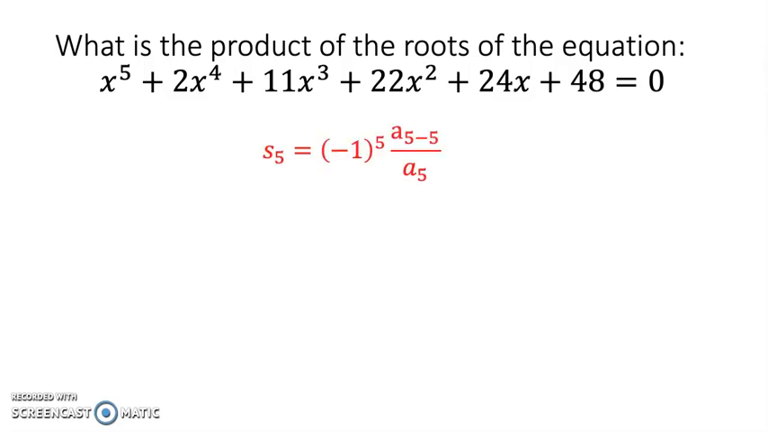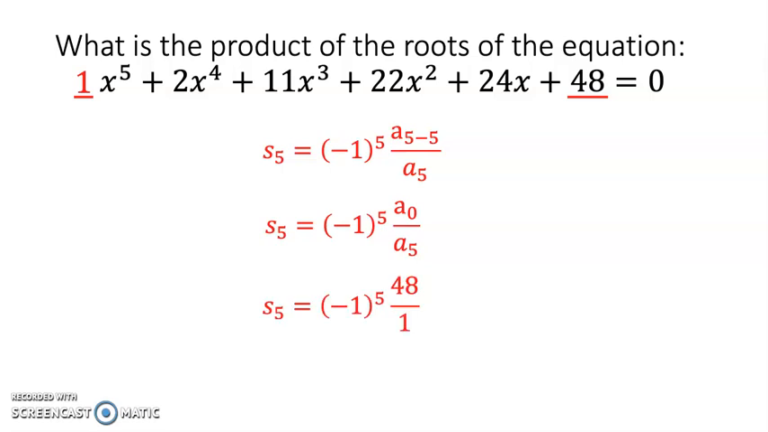So, S of 5 is simply equal to negative 1 raised to 5 times a sub 5 minus 5 all over a sub 5. A sub 5 minus 5 is simply a sub 0 over a sub 5. A sub 0 is our constant term, and a sub 5 is our leading coefficient. But we don't see the leading coefficient, so technically it's equal to 1. Substitute the formula, we will have S of 5 is equal to negative 1 raised to 5, which is negative 1, times 48 over 1, which is equal to 48. So negative 1 times 48 over 1, or 48, is simply equal to negative 48.